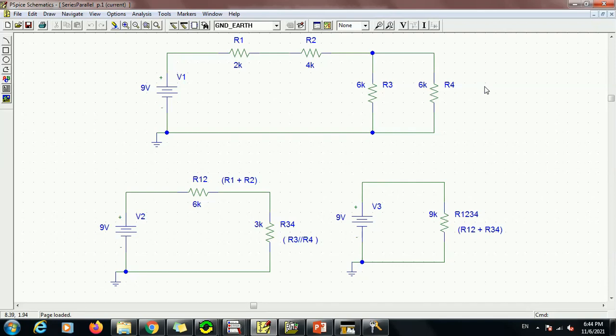Now, this was the basics of series and parallel connection. In the next tutorial we'll discuss the star delta or delta star connection, which is another common form of circuit setup, and the analysis, and we will go for more complex analysis of circuits.